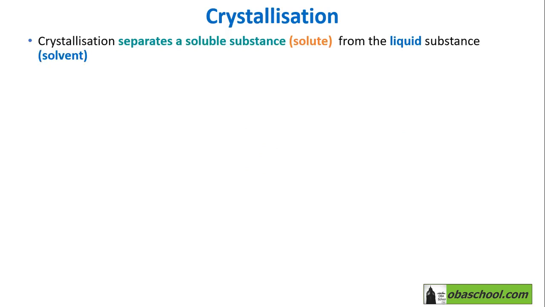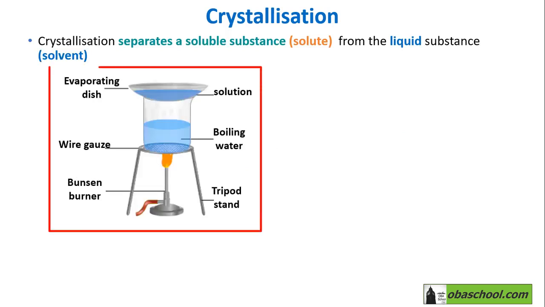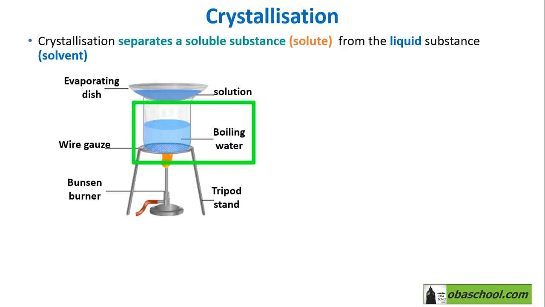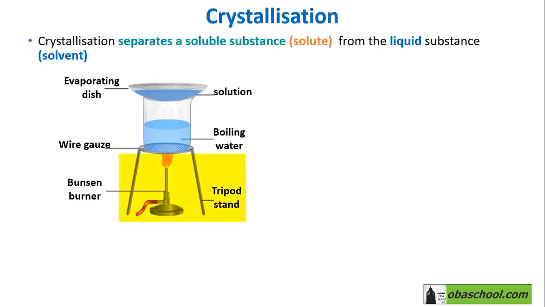This is the setup for crystallization, where we have an evaporating dish on top here, where we put our solution that we aim to separate. We put the evaporating dish on top of a beaker that already contains boiling water, and together the beaker along with the evaporating dish, we put them on top of a tripod where we have a Bunsen burner turned on under the tripod.